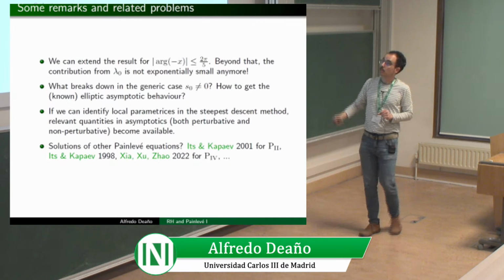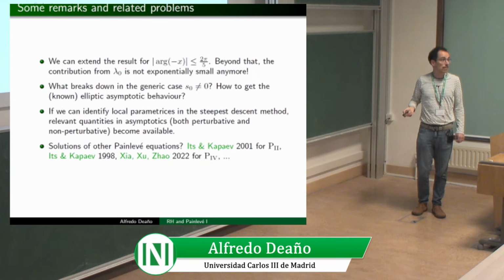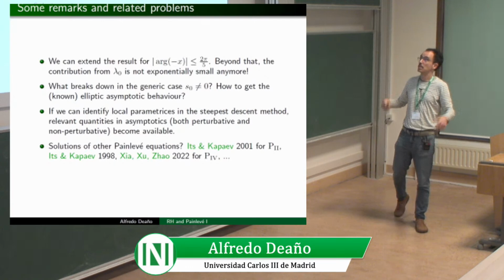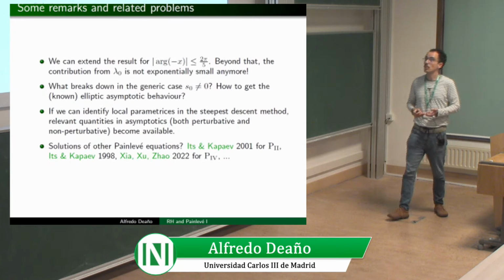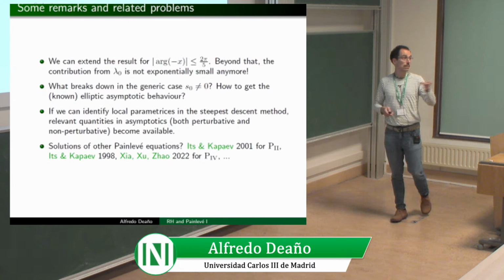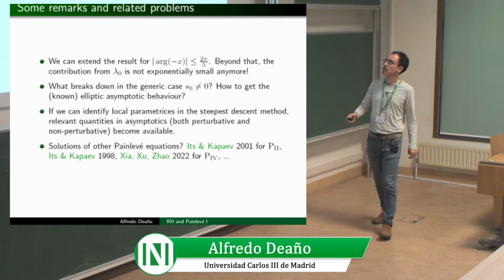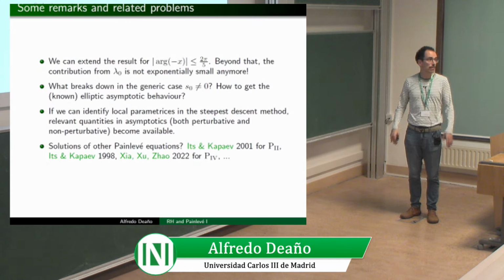Another question is exactly what breaks down in the generic case S naught different from 0. So if you start from the Riemann-Hilbert problem, you have this extra jump with S naught. It was on the positive real axis. And then you immediately see that the splitting into two parts doesn't work. And the G function should not work. Definitely you have to do something else. You have to put a more complicated G function, probably, instead of having just one cut, which is what I put. Probably you need two cuts. So square root of quadratic or something like that. Square root of, yeah, probably quadratic or higher order. And then we'll see how you start deforming. The deformation should be different.